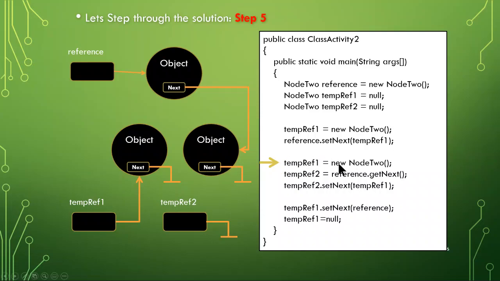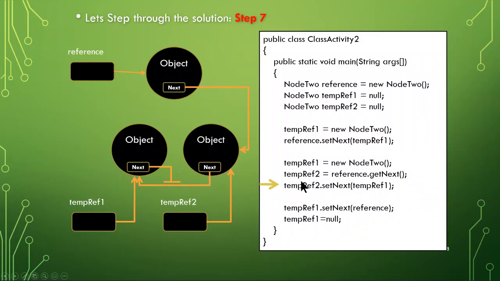Tempref1 after this line now equals a new object, and so far we have reference to this object down to this object. This is still null. This is referencing up to this one here. Tempref2 equals, if we follow here, reference here, dot get next gives this address, so that is pointing to this object. So temp2 will reference this object up here.